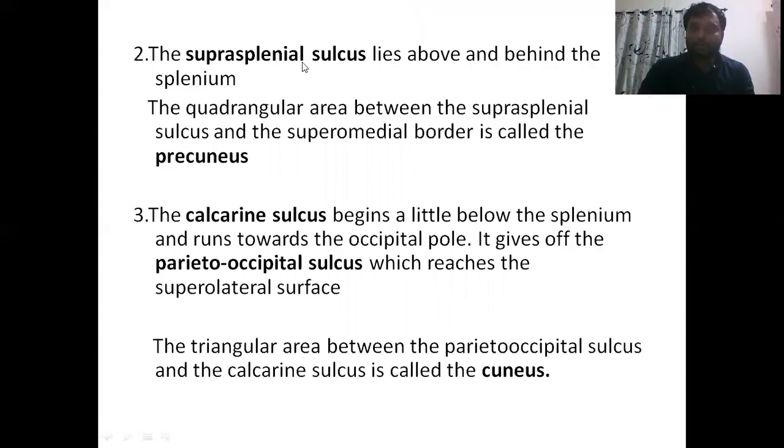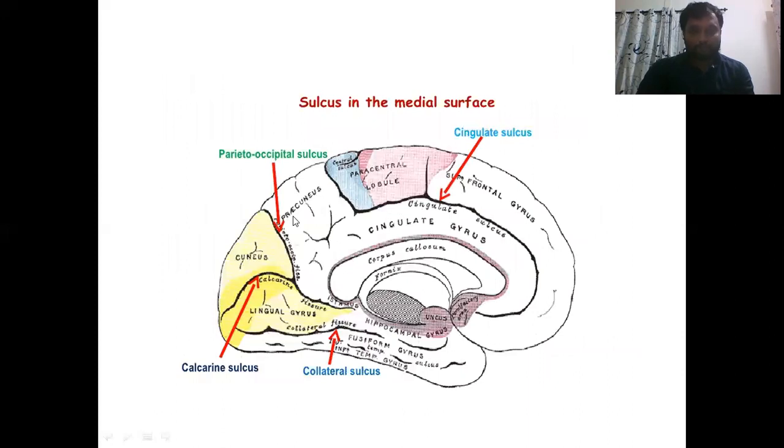Now we know what is meant by suprasplenial sulcus, which lies above and behind the splenium. Then that quadrangular shaped gyrus, that one is a precuneus. Then what is that calcarine sulcus? Its branch parieto-occipital sulcus, and the gyrus which is seen between those two, cuneus. See here in this image, I told you this is a splenium. Above that suprasplenial sulcus, above that precuneus. Then below the splenium, there we can see this is the calcarine sulcus.